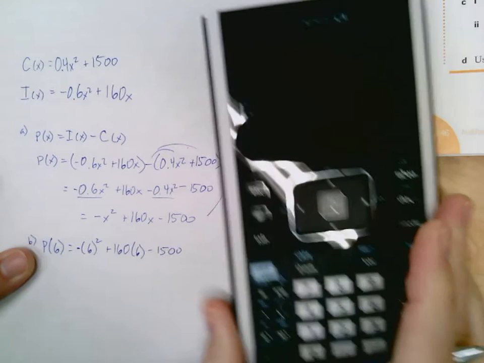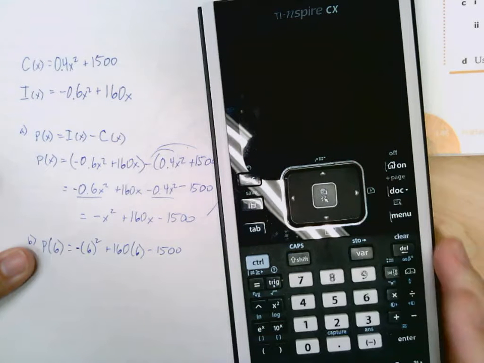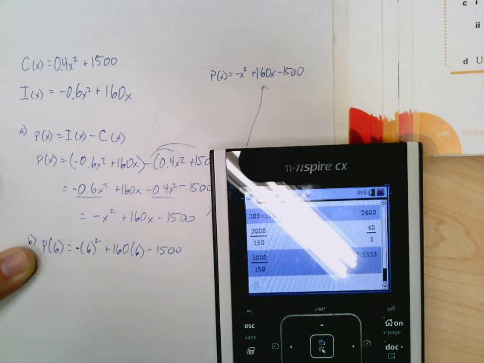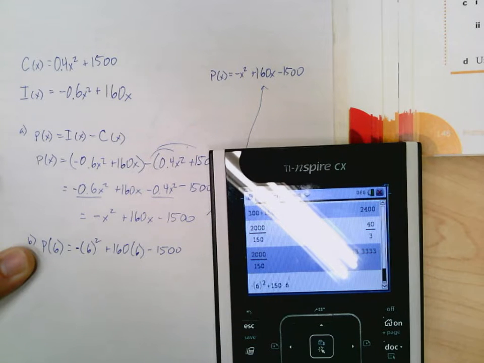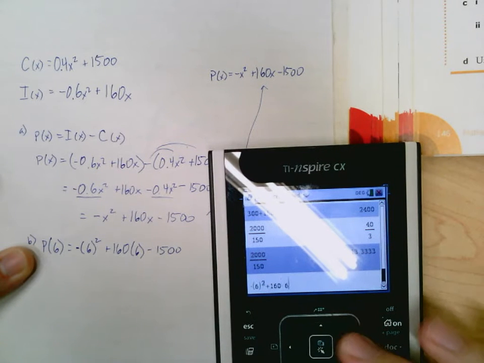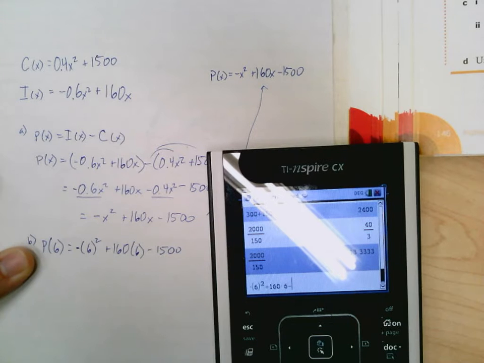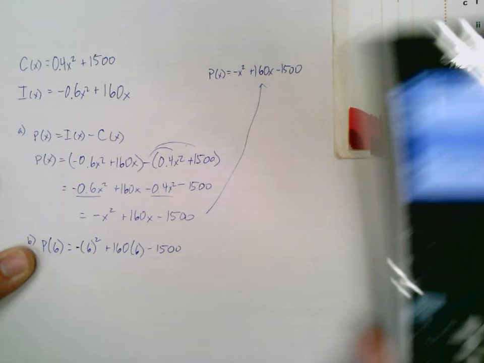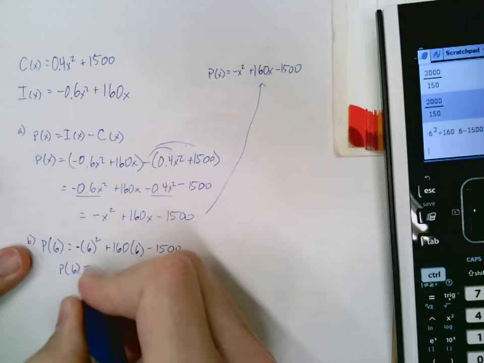Now I could do this in my brain, but I feel like being lazy right now, so let's go ahead and use our calculator. So we turn on the calculator and we go negative, and then I put the parentheses and I go 6 squared. Where's my squared? And then plus 150 times 6. Sorry, that should be 160. Subtract 1500, and I get an answer of negative 576.